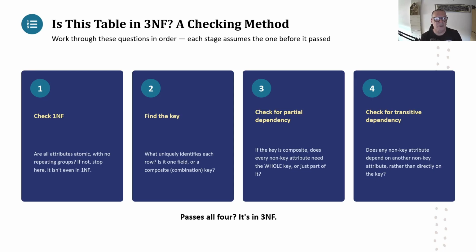And then the second stage, if it is in first normal form, you want to look at the primary key. Is it a single attribute primary key, or is it a composite key? If it's a composite key, then we have to do step 3, which is check for the partial key dependency. And then again, like we said, you just go through every attribute that's not part of the key and say, can I work out what it is by looking at just part of that composite primary key?